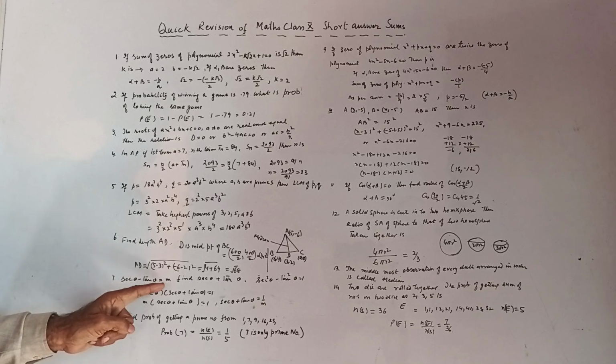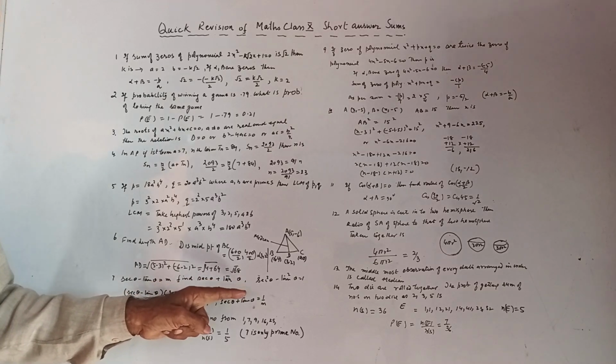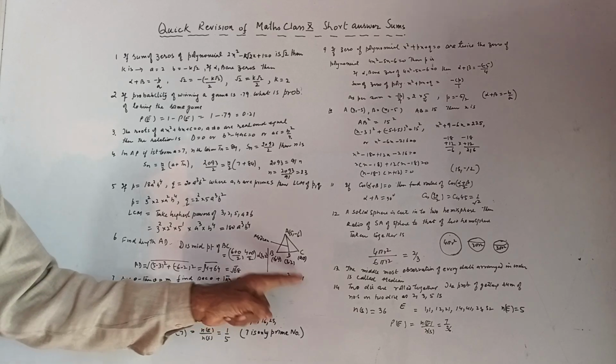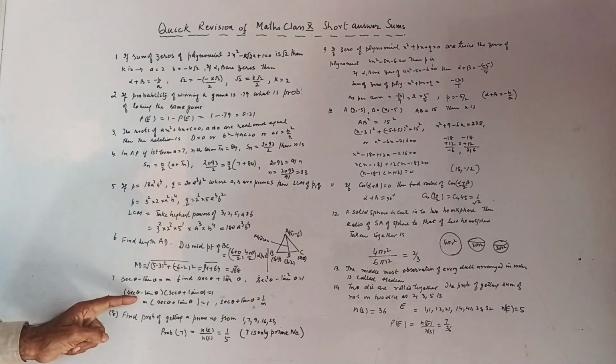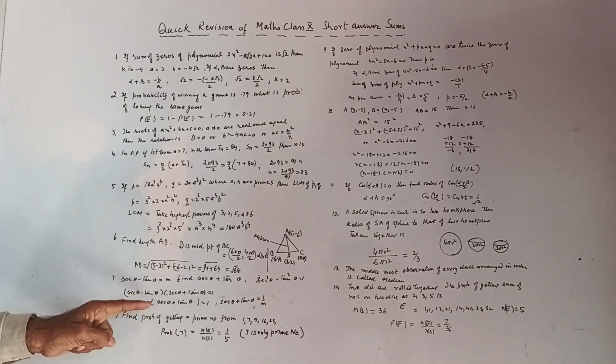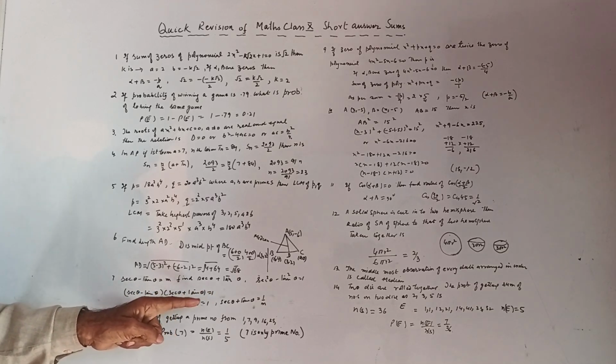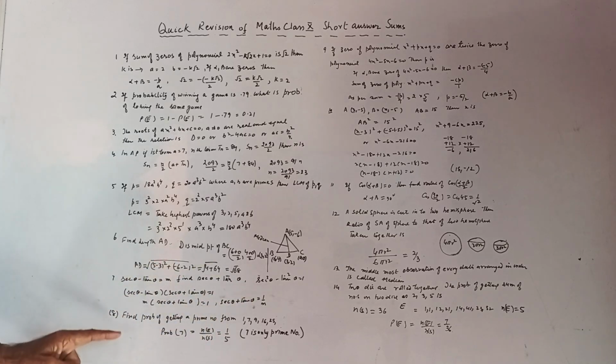Question number 7. Secant theta minus tangent theta is equal to m. Find secant theta plus tangent theta. Now we know secant square theta minus tangent square theta is equal to 1. Factorize: secant theta minus tangent theta into secant theta plus tangent theta is equal to 1. Now put the value m here.